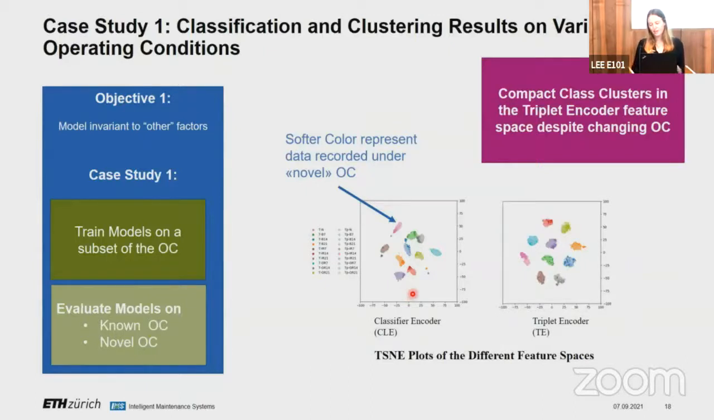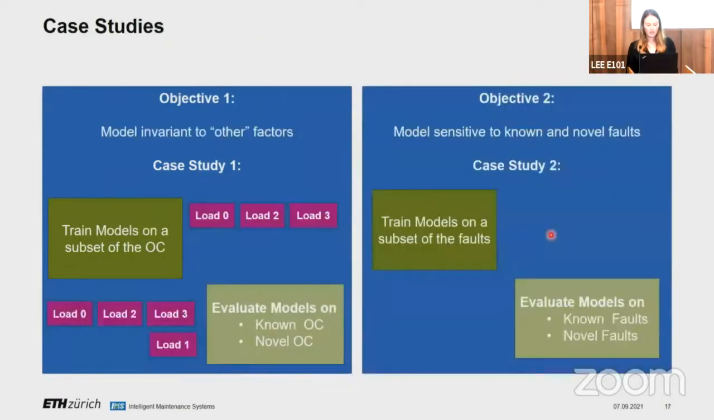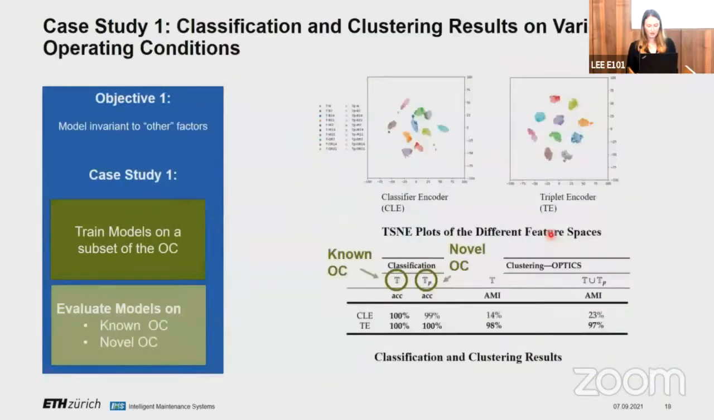However, if we now want to cluster it, because we want the model also to be able to detect novel faults if we have some, this seems to be way easier, visually, in the triplet encoder feature space, because the class clusters are just more compact, basically. They are more cohesive, more separable. And this also translates into the numbers.